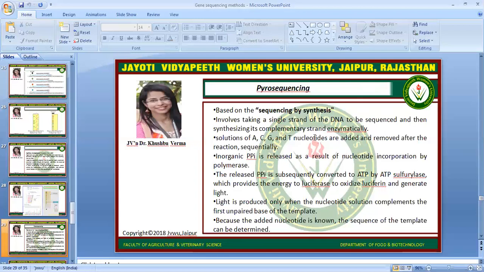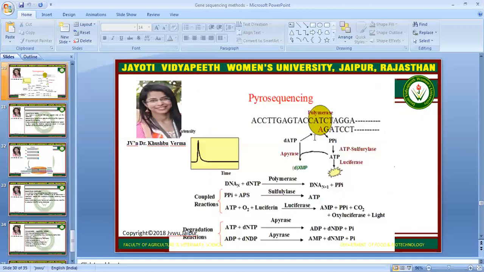The released PPi is subsequently converted to ATP by ATP sulfurylase, which provides the energy to luciferase to oxidize luciferin and generate light. Light is produced only when the nucleotide solution complements the first unpaired base of the template. Because the added nucleotide is known, the sequence of the template can be determined. Here we can see the flow diagram of pyrosequencing.